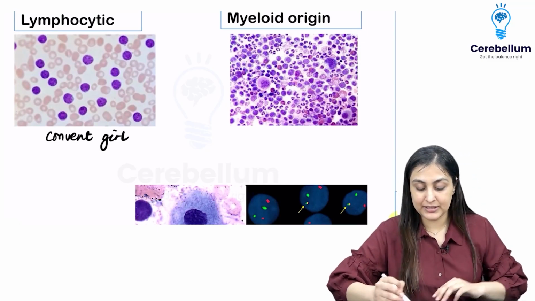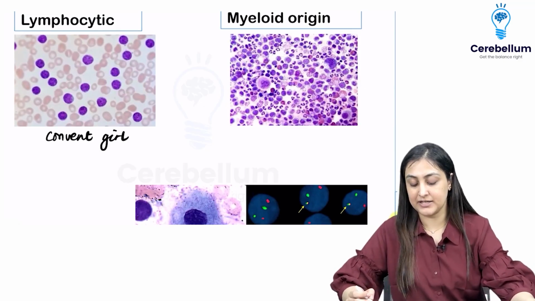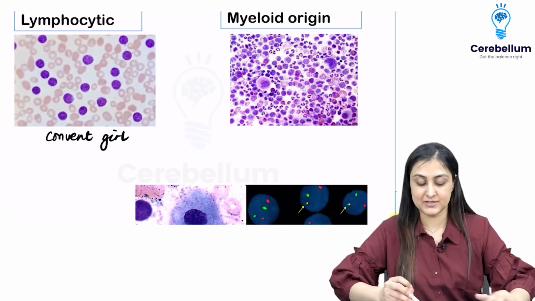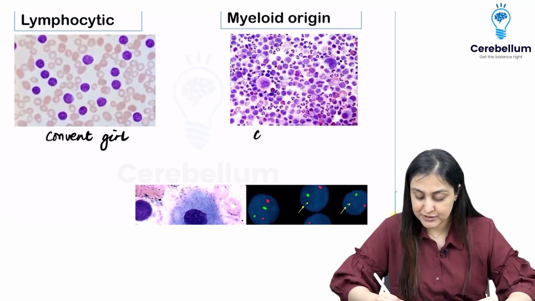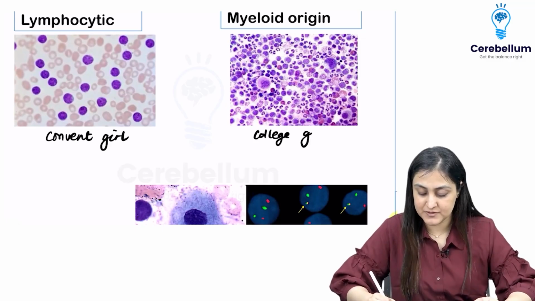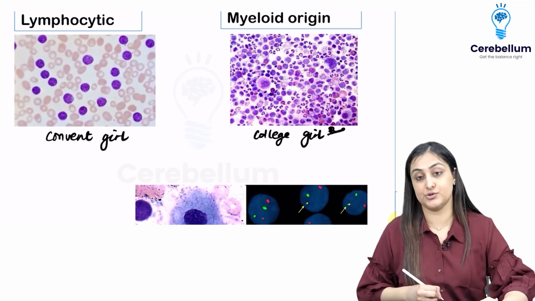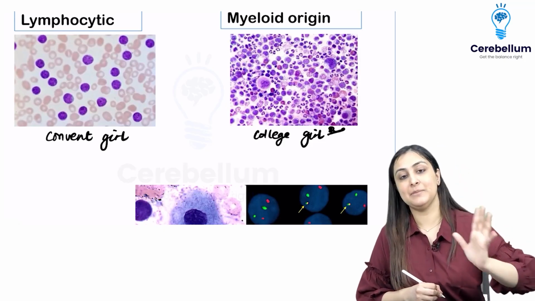On the other hand, look at this. It looks as if it's a garden party. It's a college party where everybody has worn whatever they want to. So this is known as a college girl appearance. This is an AIIMS question from last year. Okay, so this is about CML and CLL.